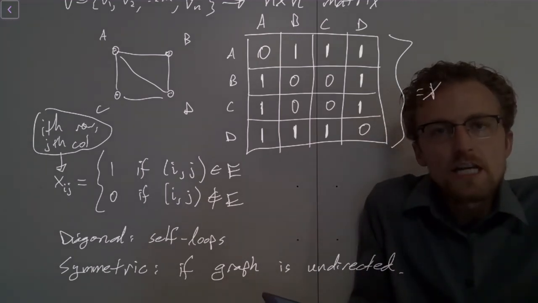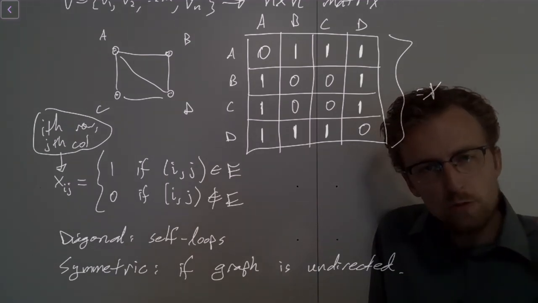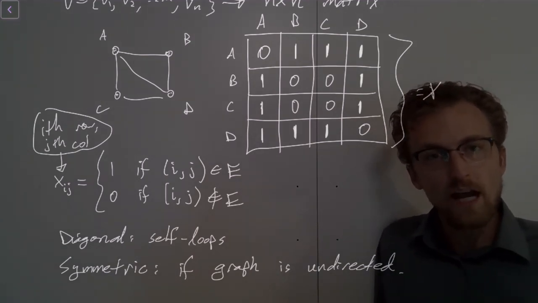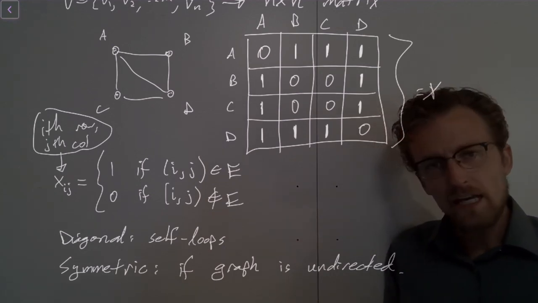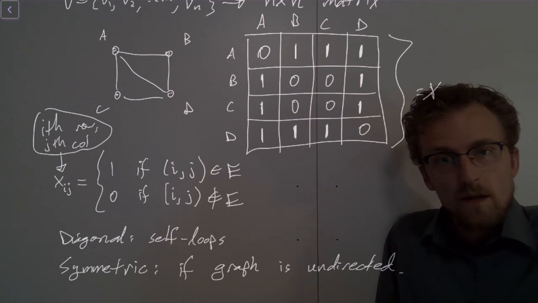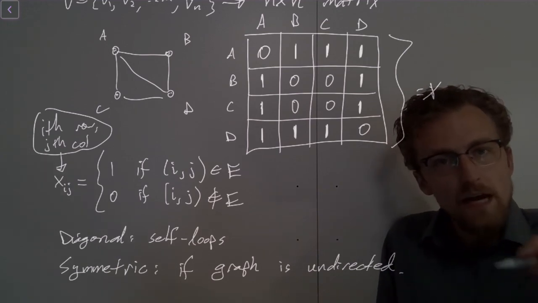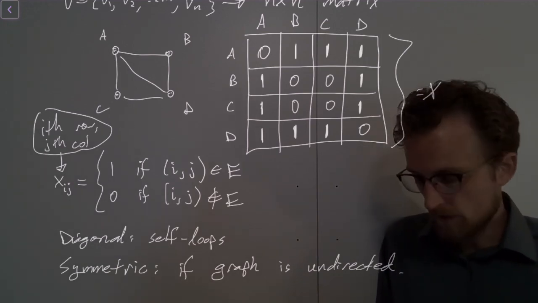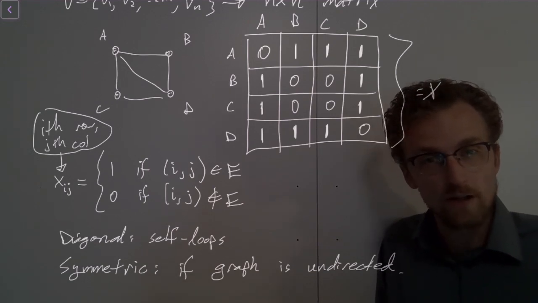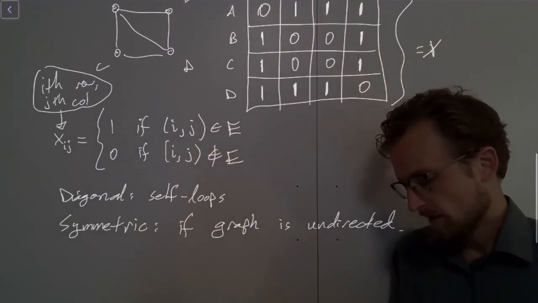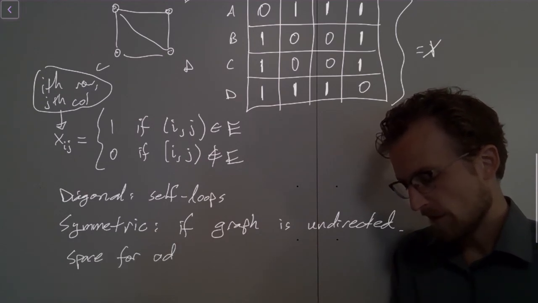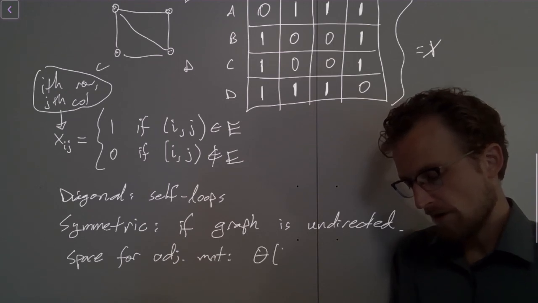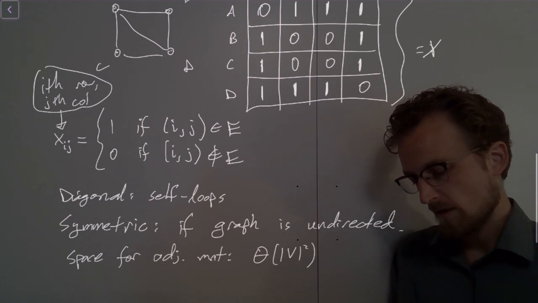Okay, so this is an adjacency matrix. It's an extremely useful object for certain kinds of computation about graphs. The thing to notice about it is that the space it takes up is proportional to the size of the vertex set squared, and it is not a function of the size of the edge set. So the space for an adjacency matrix is big theta of the size of the vertex set squared.